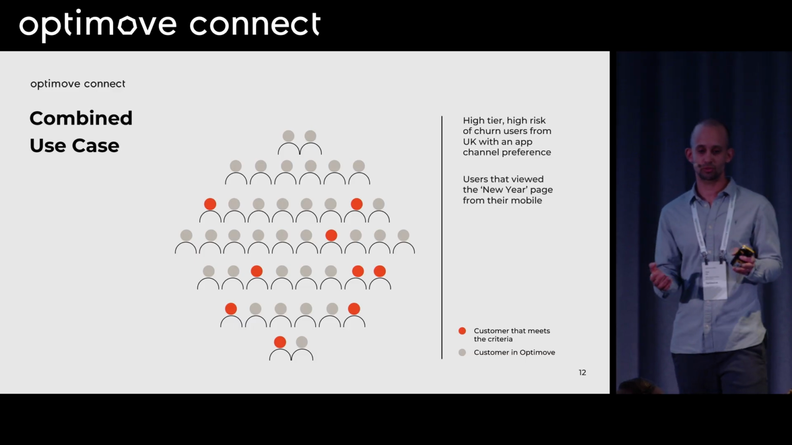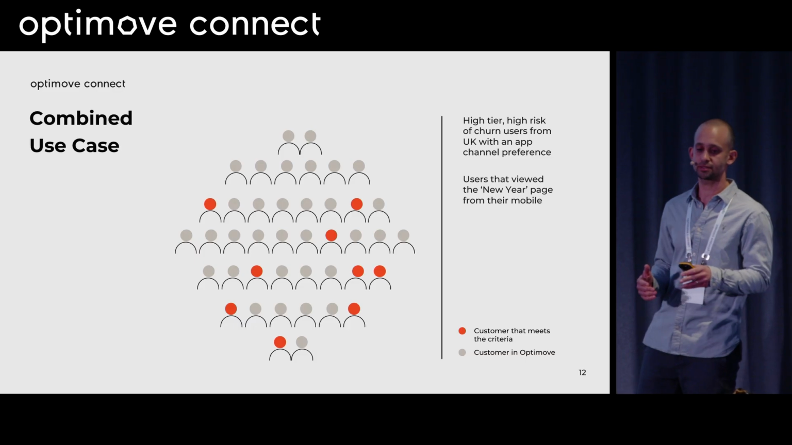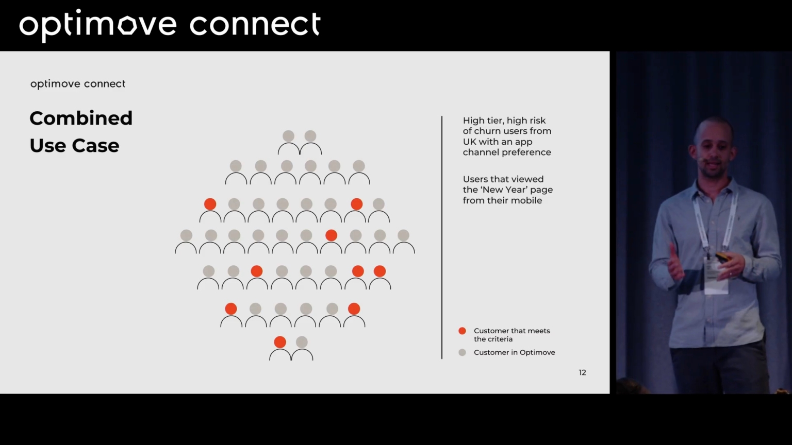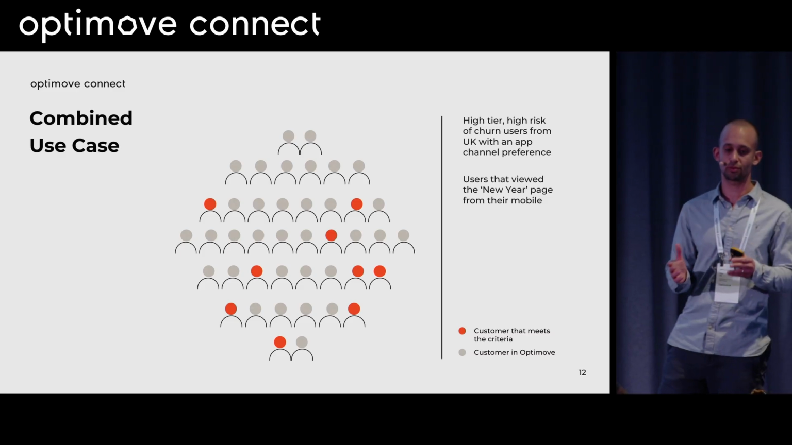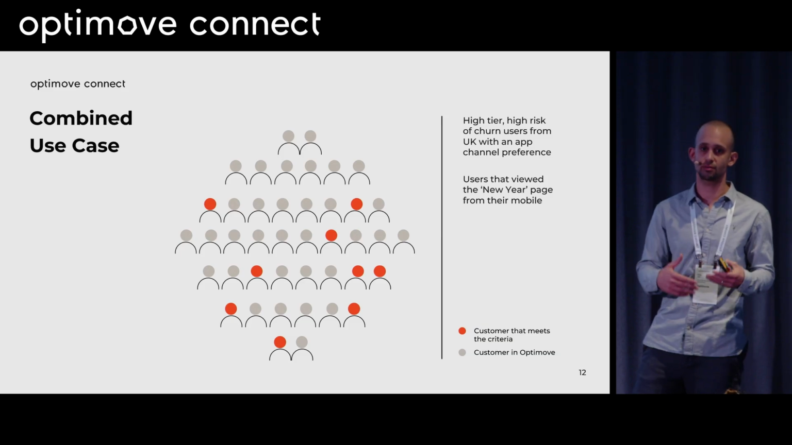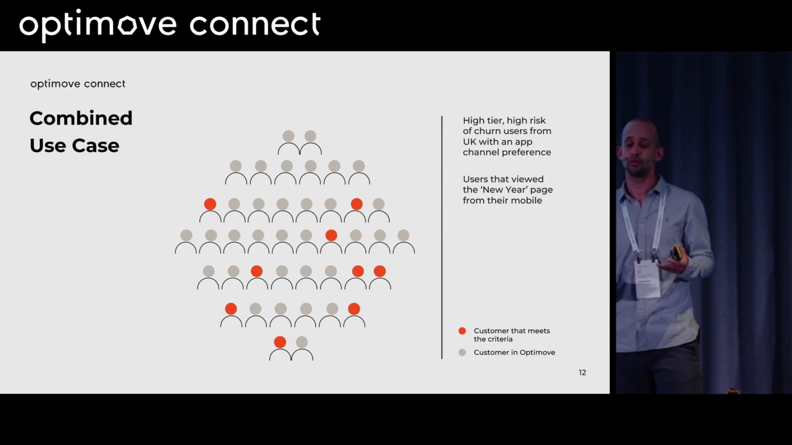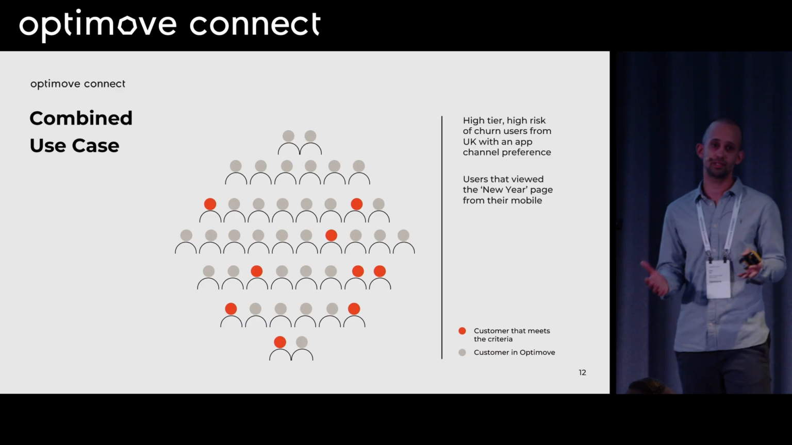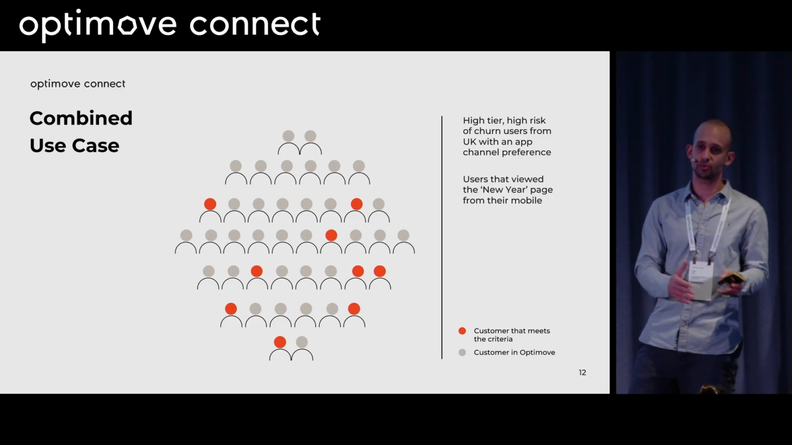For this target group, you can trigger a personalized campaign that addresses both their historical value and an immediate interest, which builds on both who they are, based on the batch data that allows us to understand the customer segment, but also based on what they're doing right now. In this case, viewing a specific page within the site.